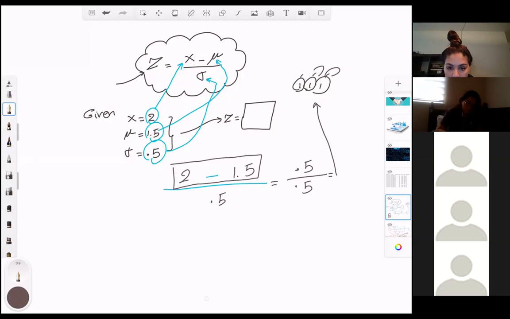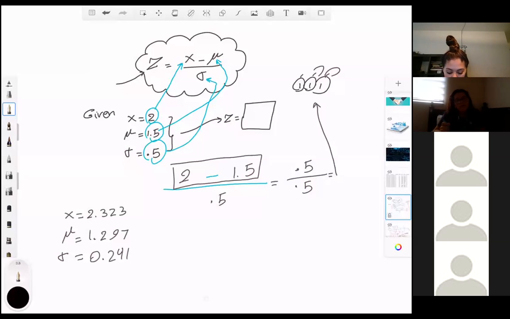Now, since you guys like the substituting, I'm going to change the x, mu, and sigma to some other values. So same question, same value of z. Now x equal to 2.323, mu equal to 1.297, and sigma equal to 0.241. So now tell me what is this beautiful z? What is the value of z?